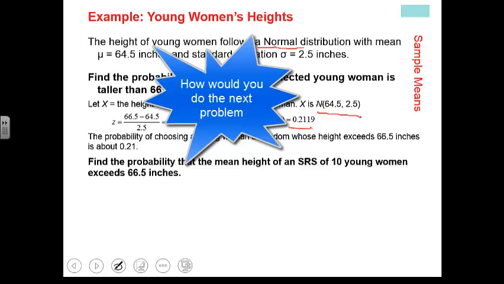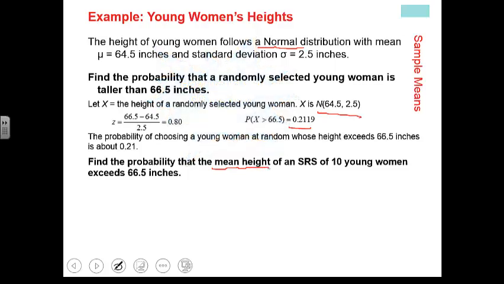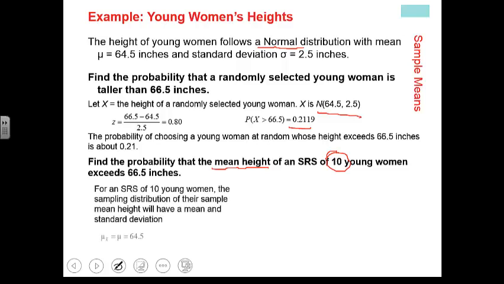So now this is a whole different question. For a sampling distribution question, they'll ask you for the probability that a mean or a proportion is greater than or less than something, and they'll give you an n, a sample size. That's always a big clue that you're still going to do normalcdf, but you're going to have to find a different standard deviation.